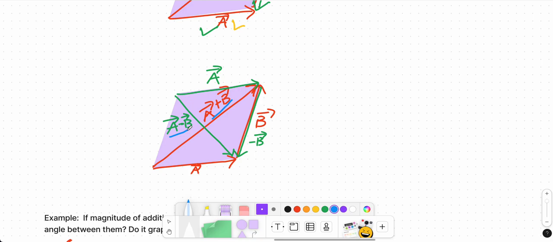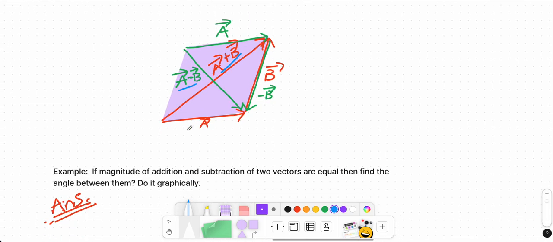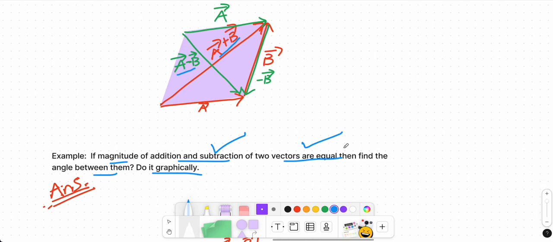Now we will do the same question, that is previously I gave you. If magnitude of addition and subtraction of two vectors are equal, then find the angle between them. But we will do this question graphically, not algebraically. What is the question? Magnitude of addition and subtraction of two vectors are equal.